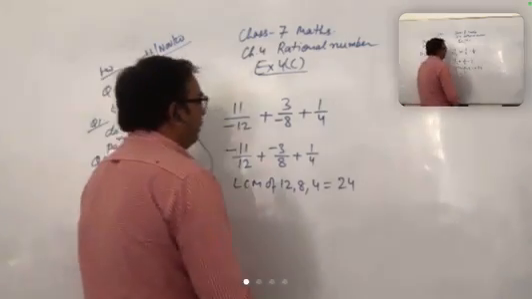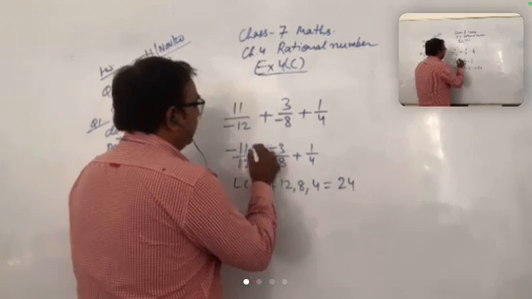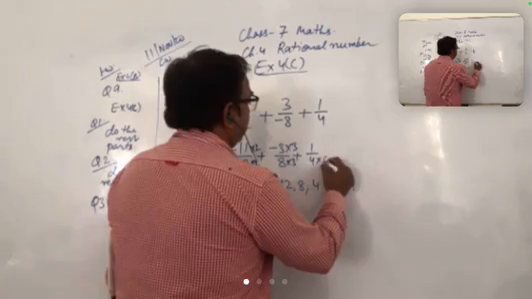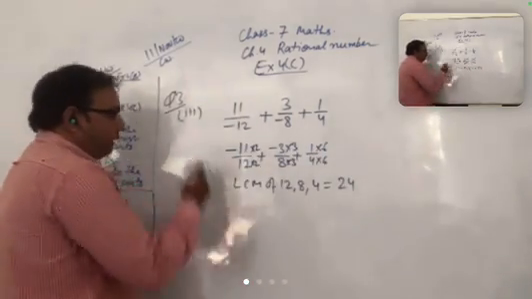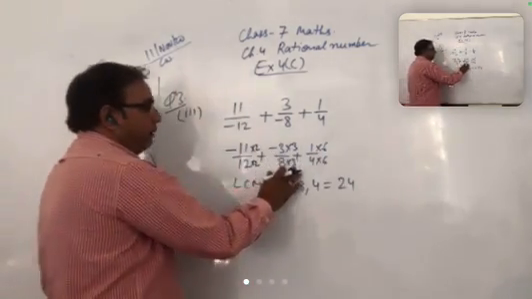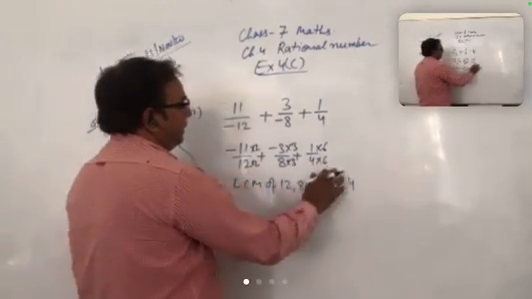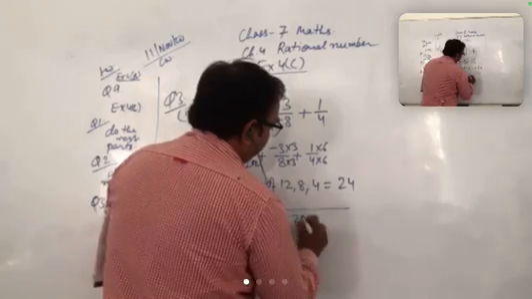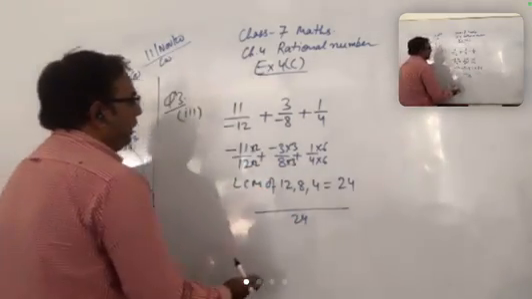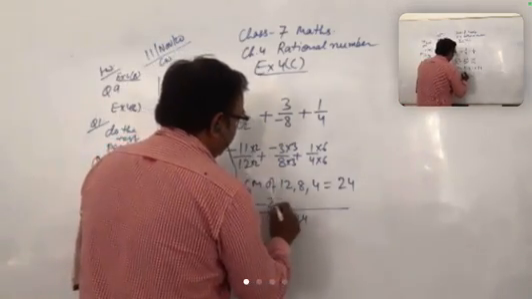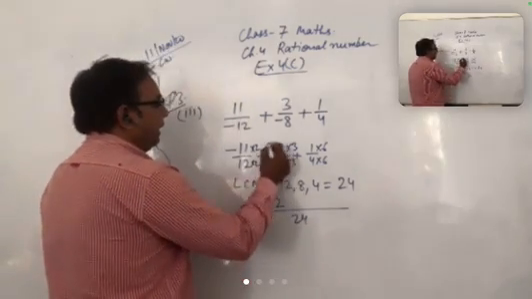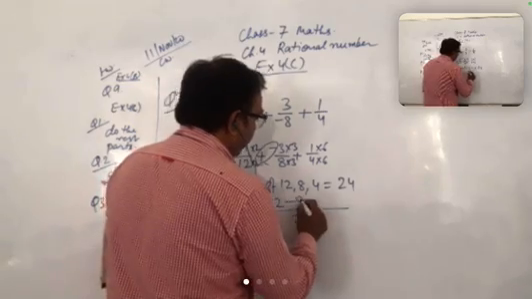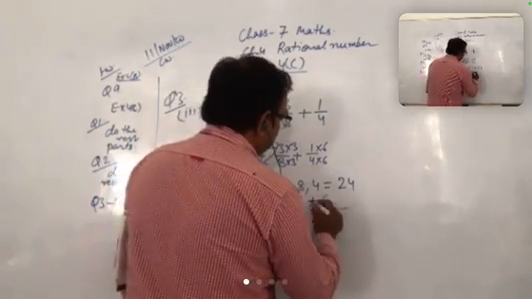The LCM is 24. Now we make our denominator 24 by multiplying. The first fraction is multiplied by 2, the second by 3, and the third by 6. Then the denominator becomes 24. So now 11 twos are 22, then here is the sign. You can see the sign always. 3 threes are 9, so it's minus 9. Then plus 6.